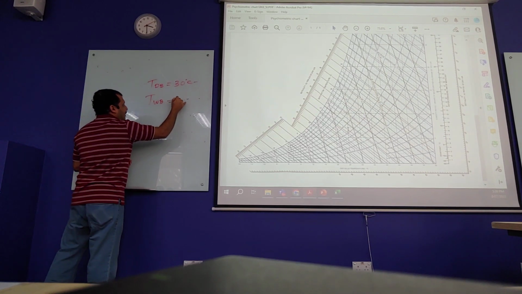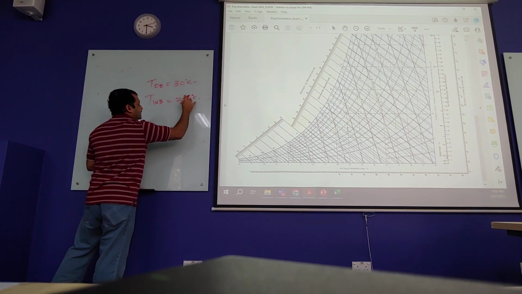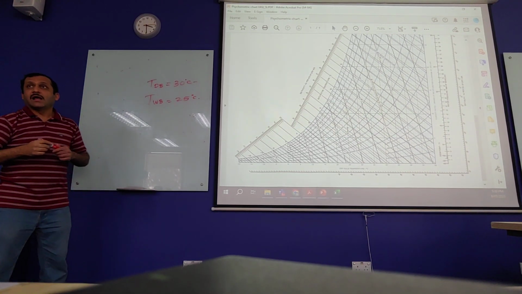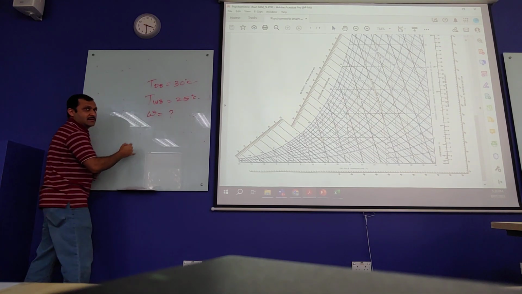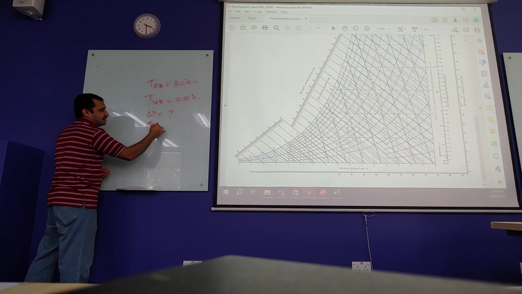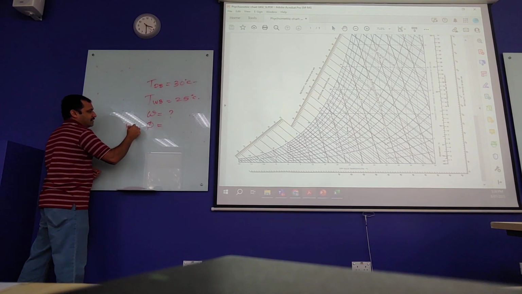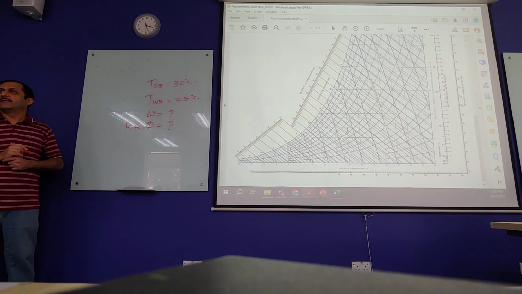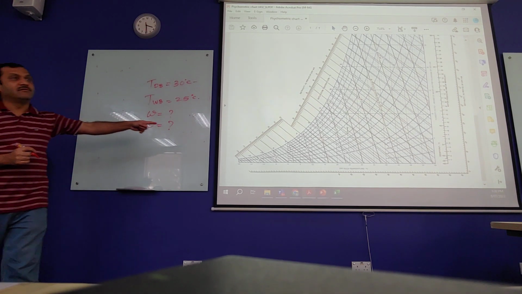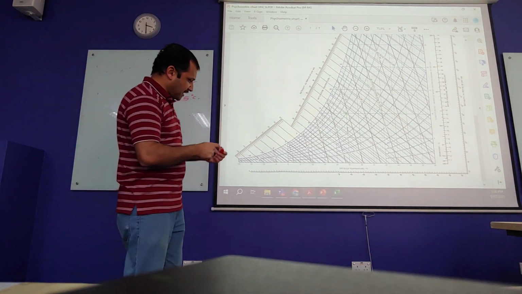Wet bulb, 25 degrees Celsius. How much is omega? How much is relative humidity, RH? Plot from this chart. So let's start reading it.